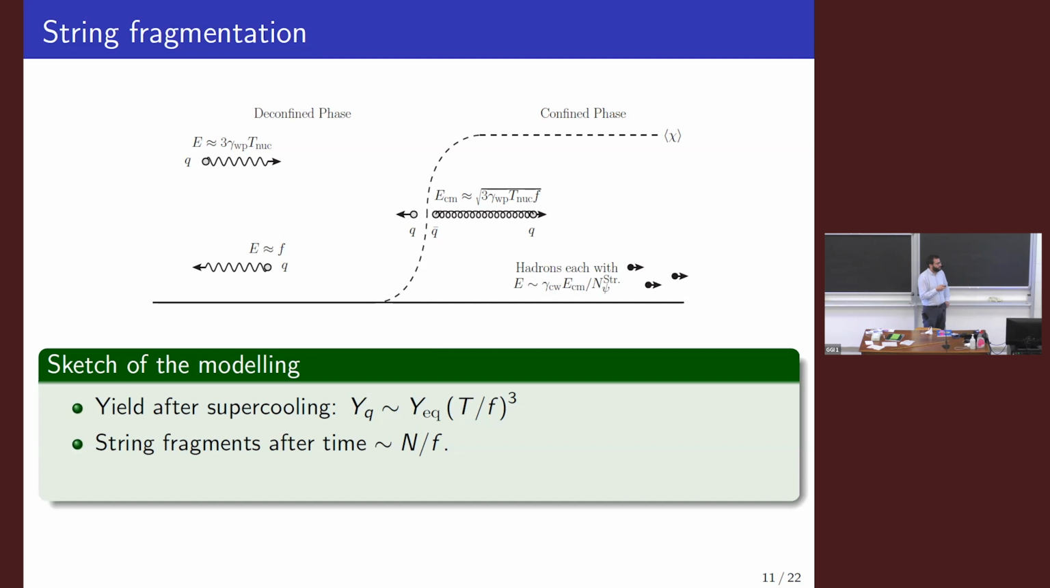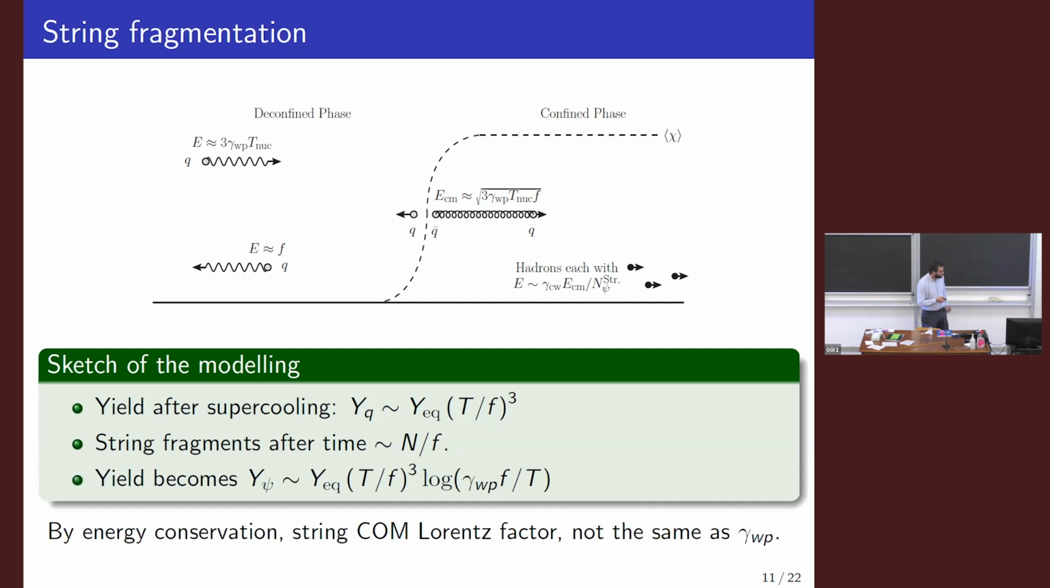And then estimate also the inertia of the string, because the center of mass of this string will be moving compared to the wall, and so on. So in the end, with this naive modeling, we find that the yield, okay, you have this dilution factor, but then you also have this string, and it breaks into a number of hadrons.